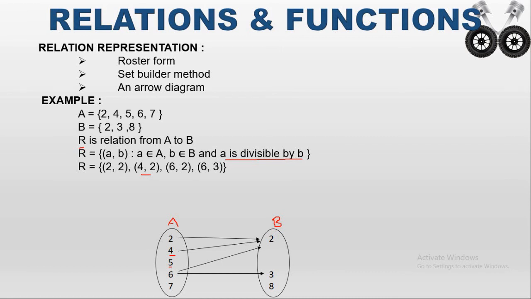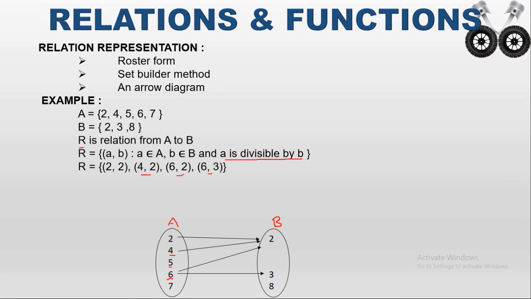Next you choose the next element, 6. 6 is divisible by 2. Yes, you can write (6, 2). Then 6 is divisible by 3. Yes, it is divisible, so you write (6, 3). Then 6 is not divisible by 8, so it's not possible. Next, 7 is not divisible by 2. 7 is not divisible by 3. 7 is not divisible by 8. So you leave all of those ordered pairs. So what is R here? R = {(2, 2), (4, 2), (6, 2), (6, 3)}.